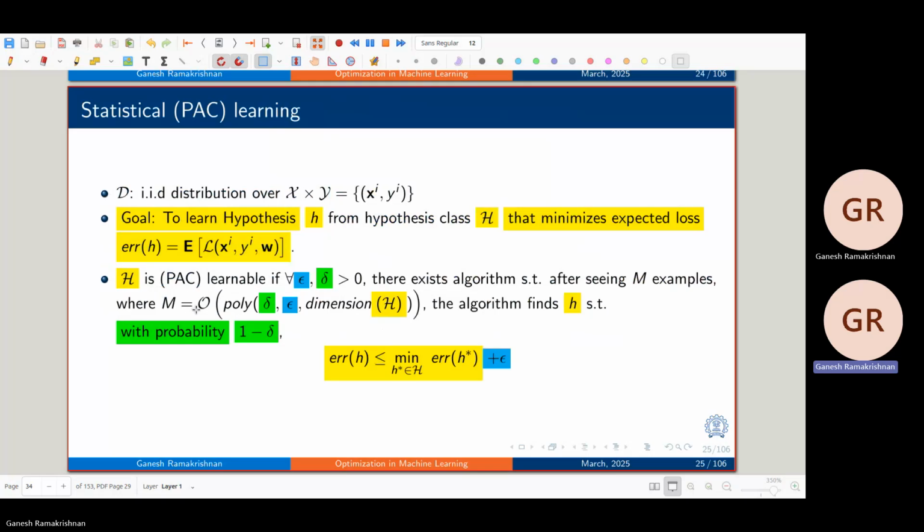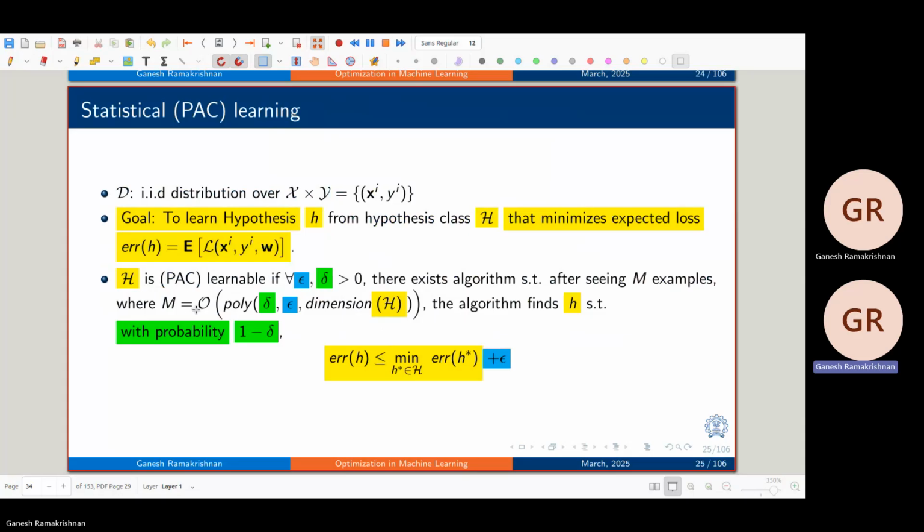So delta is basically the lack of probability, right? Epsilon is like the error. So polynomial in delta, polynomial in the error. Think of delta and epsilon as both kind of capturing error in two different dimensions. Delta is error in the probability space, epsilon is in the error space. And polynomial in the dimension of the hypothesis space.